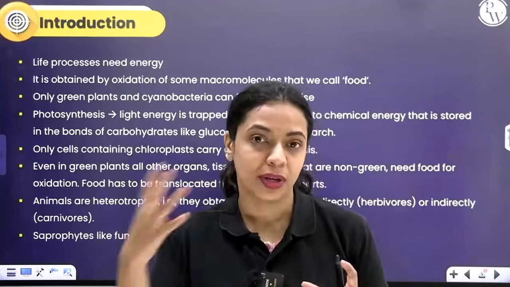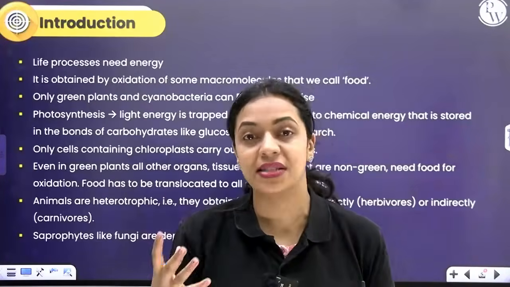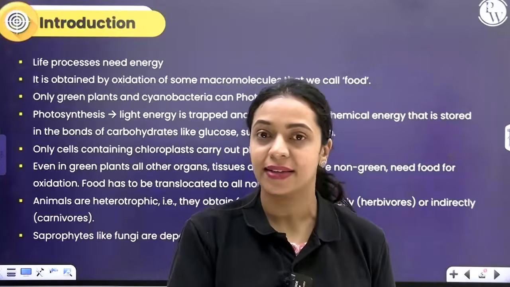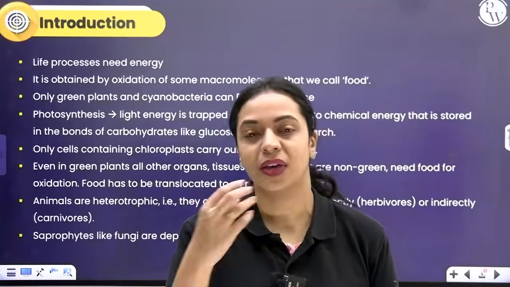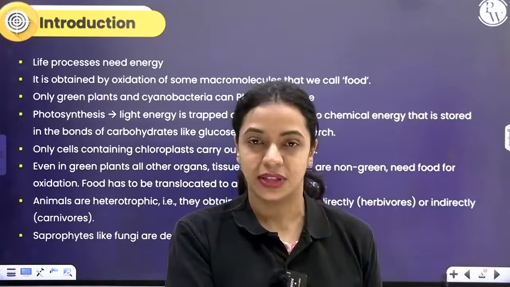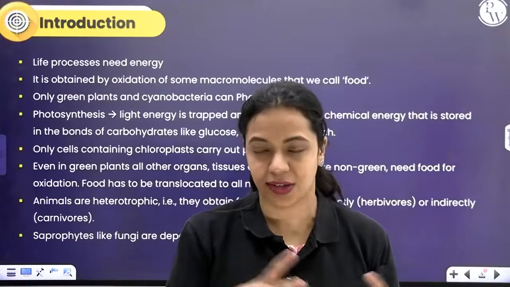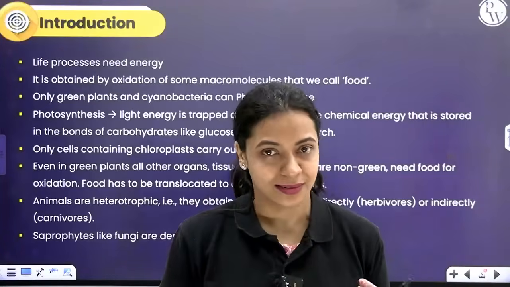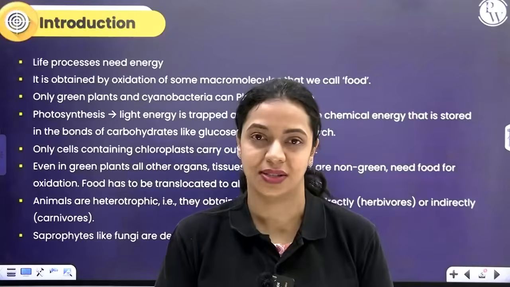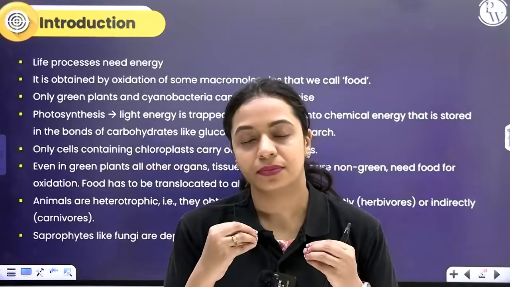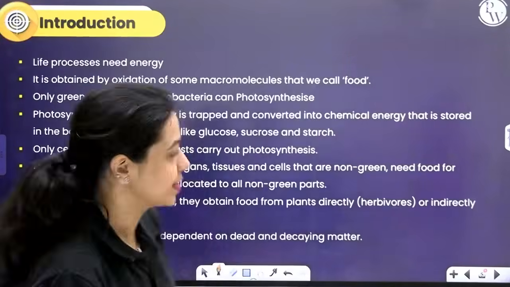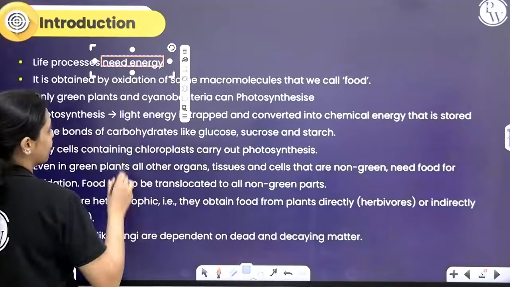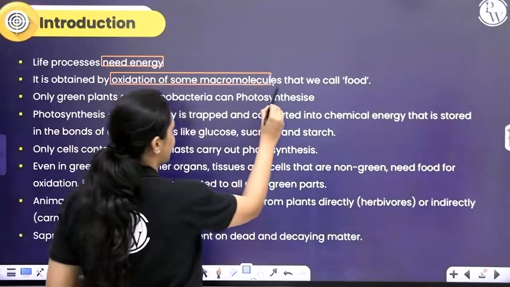How is food converted to energy? When food gets oxidized, energy is produced. One of the ways food gets oxidized is by using oxygen. So oxygen is utilized for the oxidation of food in most organisms, and that process releases energy, and that energy is what we utilize for our metabolic functions, right? So basically, life processes require energy, and we obtain that from oxidation of some macromolecules.